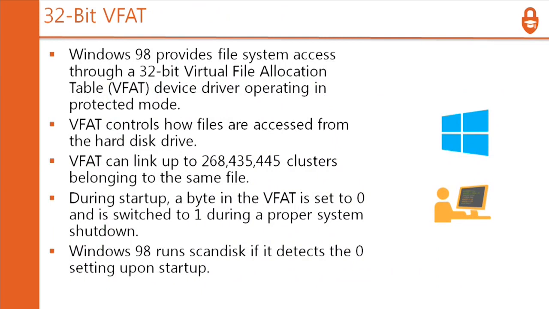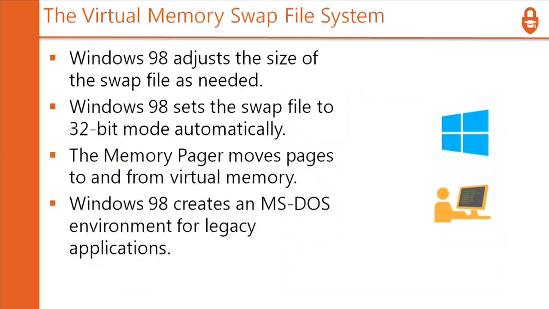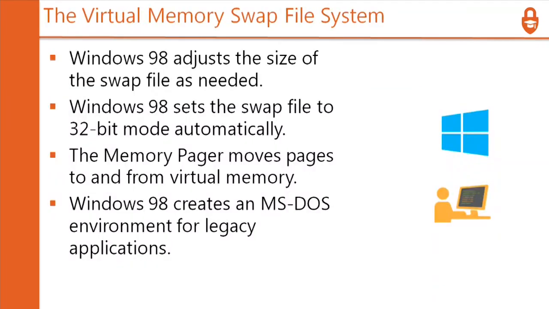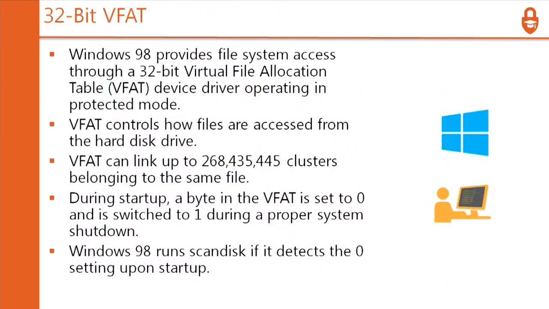A 32-bit virtual file allocation table, VFAT. Windows 98 provides file system access through a 32-bit virtual file allocation table, VFAT. It is a device driver operating in protected mode. Protected mode means only the kernel is going to be able to access it. You need privilege mode, or the system kernel, to access that VFAT because it's protected. So VFAT controls how files are accessed from the hard drive.